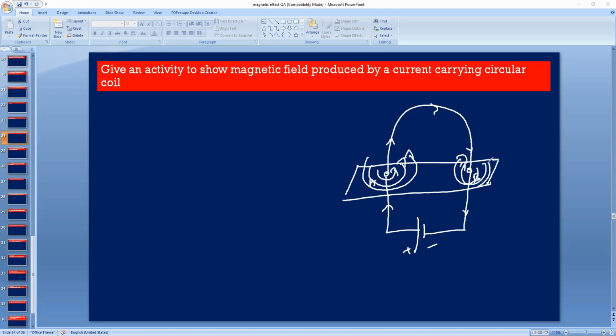You can notice that on the same surface of the cardboard, we have anti-clockwise and clockwise magnetic field lines.